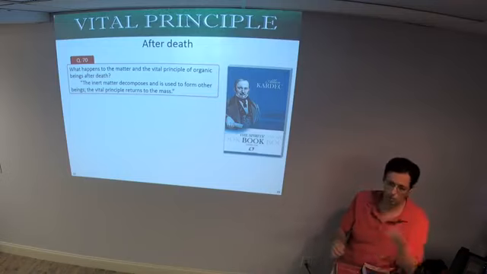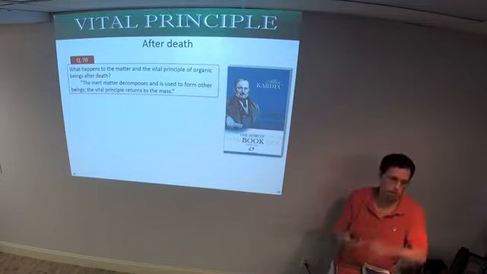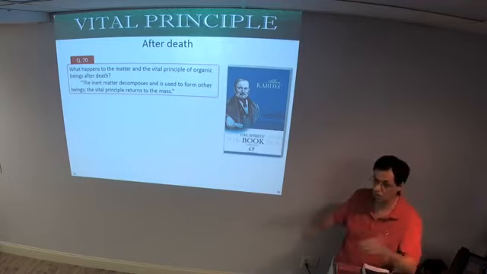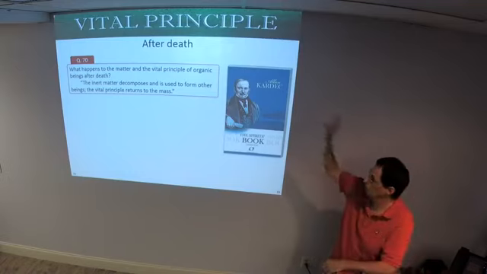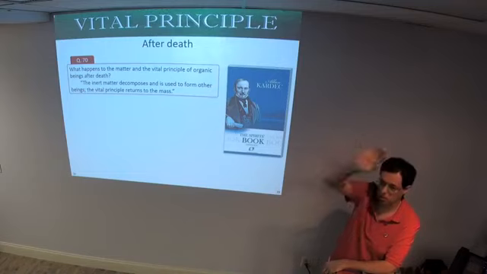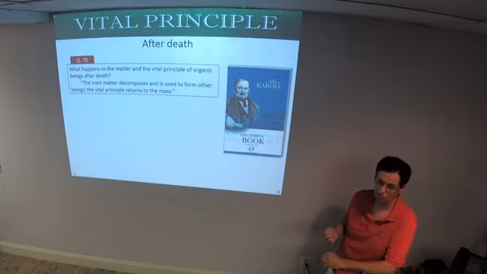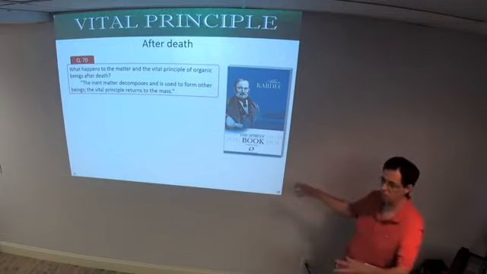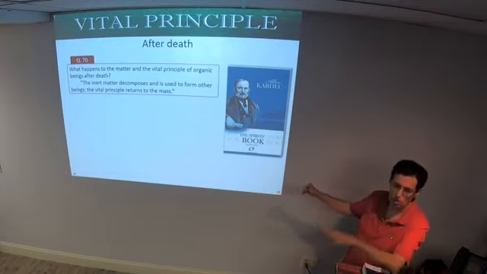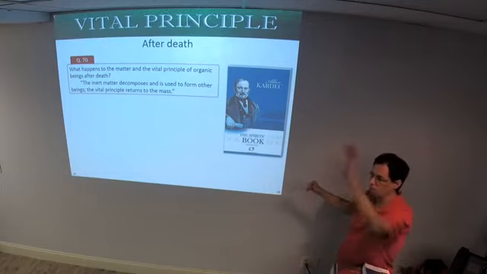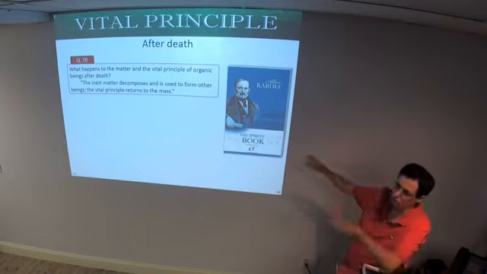So the inert matter, which is carbon, hydrogen, oxygen, everything in the periodic table, those will be used to form something else. They're going to be used to form other beings. And the vital principle returns to the mass where it came from, returns to its origin. And then things separate. These atoms and molecules are ready to be something else, and this is returned to the origin.